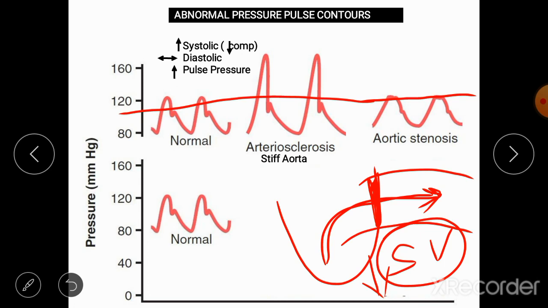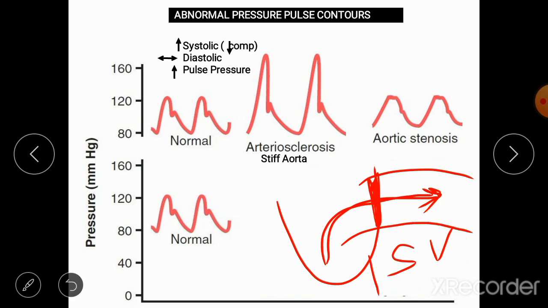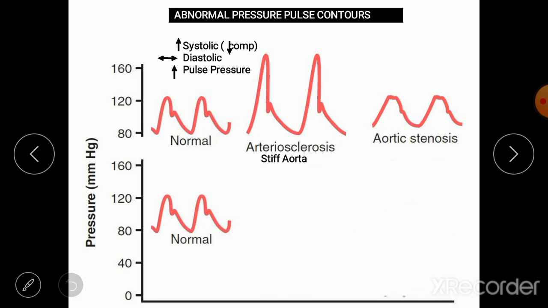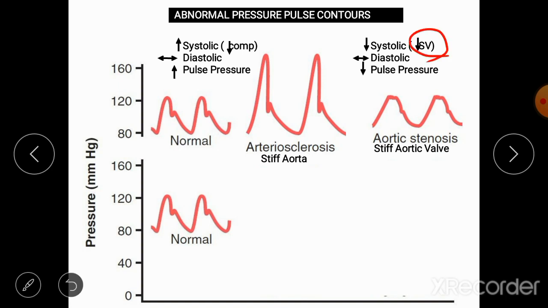Also, the normal peak of the systolic blood pressure is lost because there is no smooth flow of blood from the ventricle into the aorta. So, what are the findings we will see in aortic stenosis? There will be decreased systolic blood pressure because of decreased stroke volume. We will see no specific change in the diastolic blood pressure, but since the systolic blood pressure has reduced, the pulse pressure will also reduce.